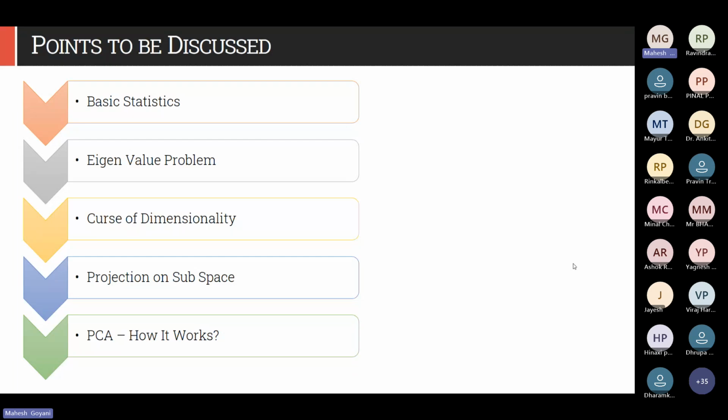So we will begin with some basic statistics. We will understand what kind of data properties we need to understand, what is the eigenvalue problem, what is the curse of dimensionality, and how to project our data on subspace. And finally, we will see how exactly principal component analysis, a very popular dimension reduction technique, works.